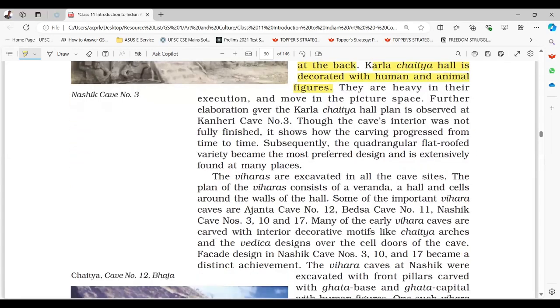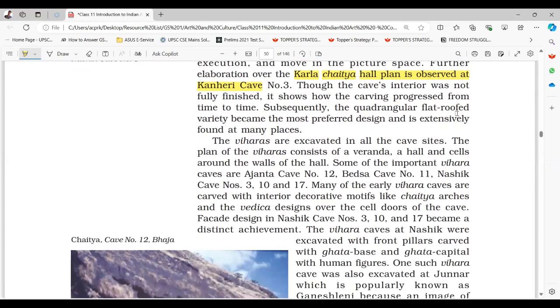Further elaboration over the Karla Chaitya hall plan is observed at Kanheri cave number 3. Though the cave's interior was not fully finished, it shows how the carving progressed from time to time. Subsequently, the quadrangular flat-roofed variety became the most preferred design and is extensively found at many places.